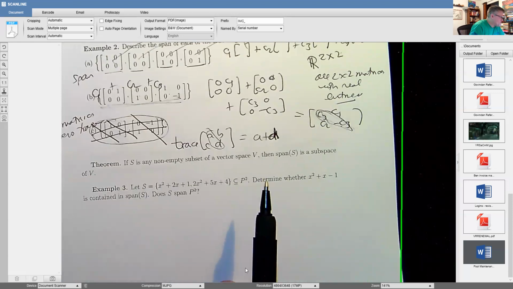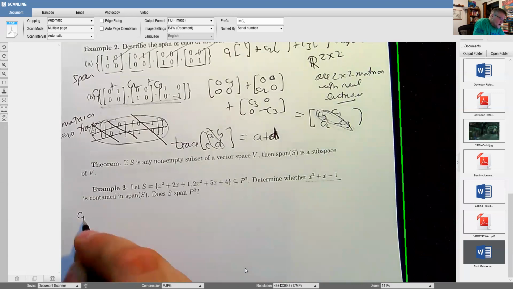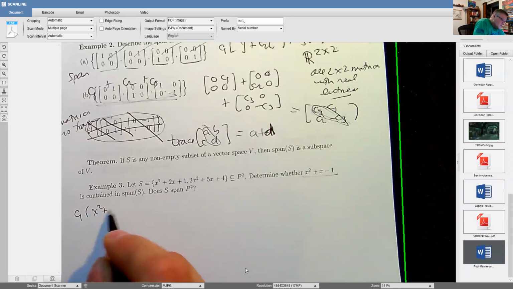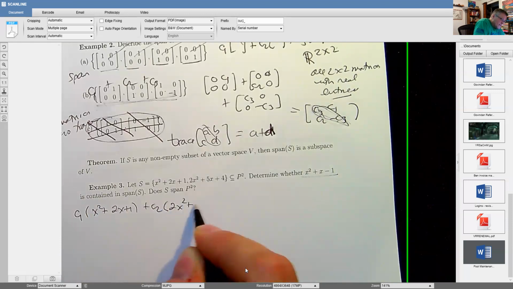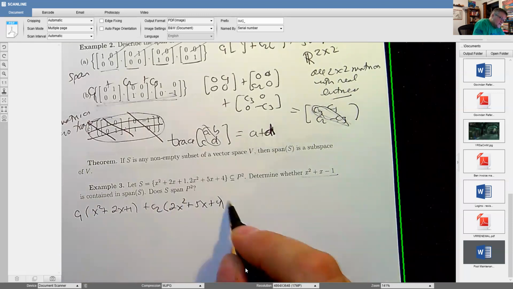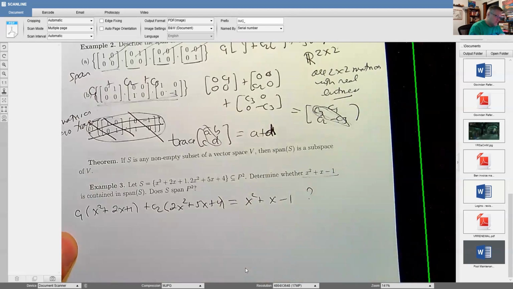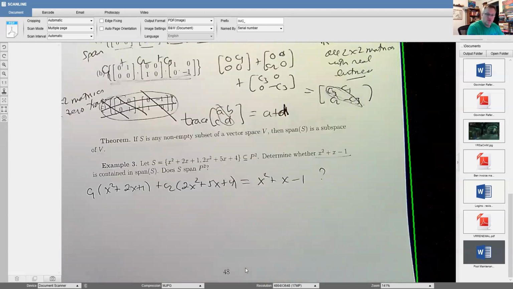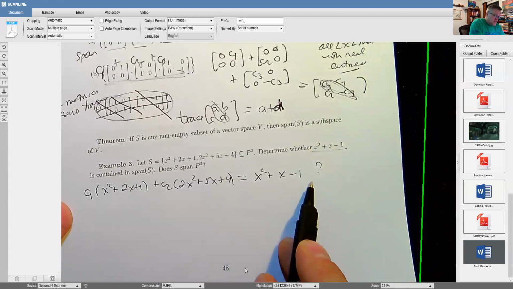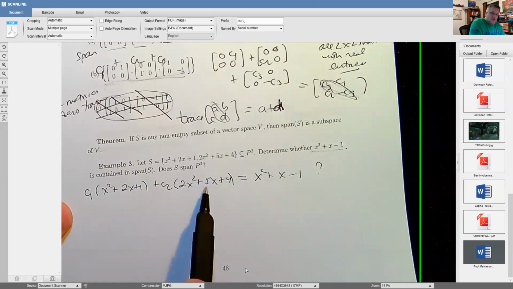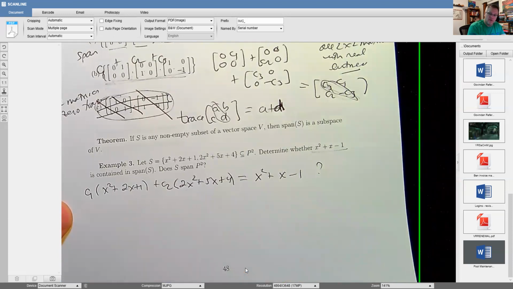Okay, so let's see. For this to belong to the span, what we're asking for is, are there constants C1 and C2 so that if I multiply each one by those constants and add them up, I get back this, right? So can I find C1 and C2 for which that's true? Let's actually simplify this. The only way two polynomials are going to be equal is if the corresponding coefficients of the terms of the same degree are the same, right?